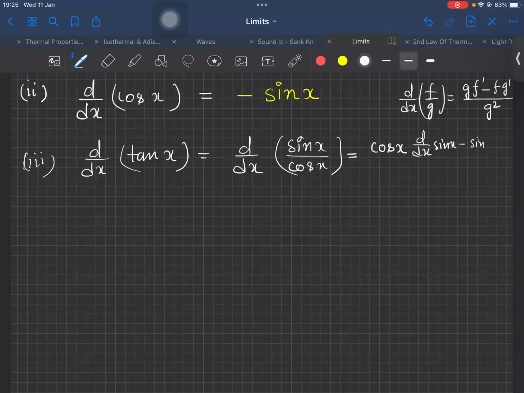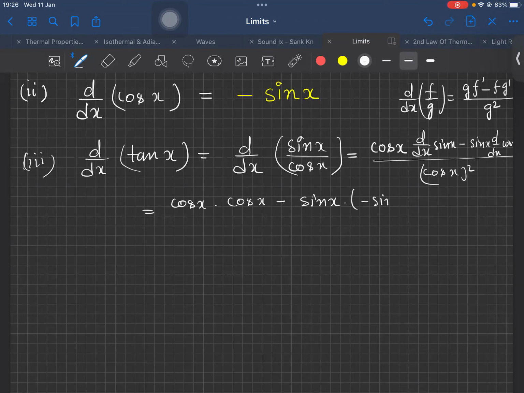Sine x into d upon dx of cos x, whole divided by cos x whole square, right? So this will be equal to cos x multiplied by, what is the differentiation of sine x? Cos x, right? Minus sine x. What is the differentiation of cos x? Minus sine x, into minus sine x, whole divided by cos square x, or you can write cos square x like this if you want.